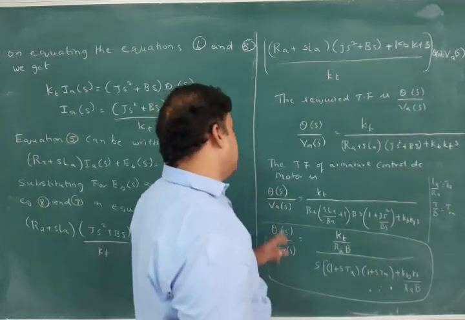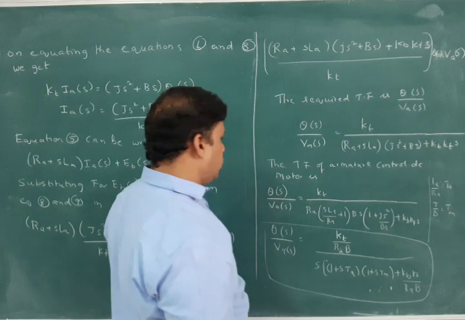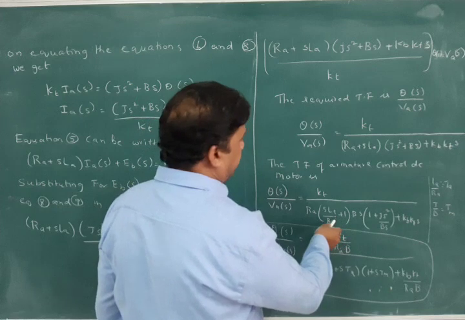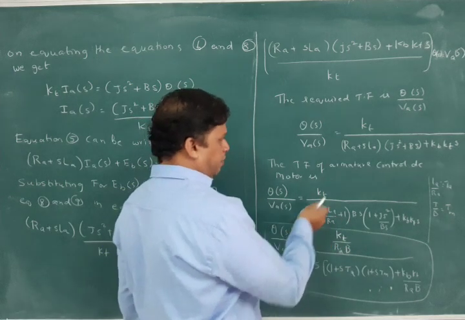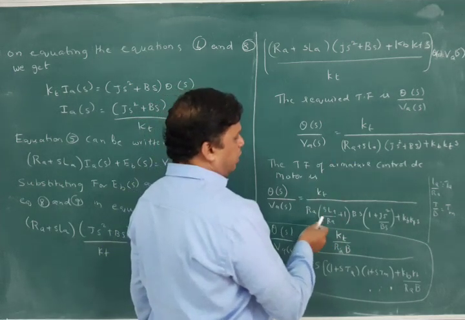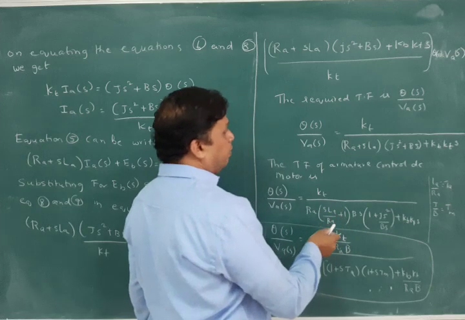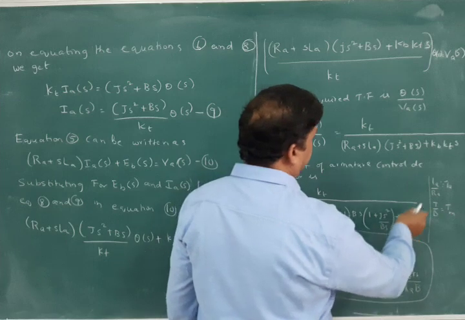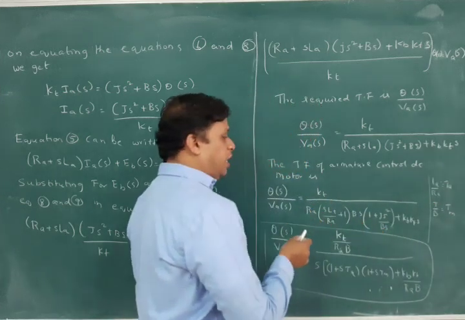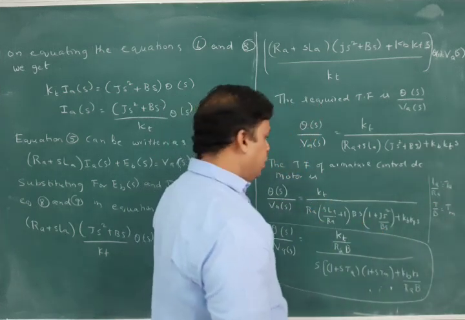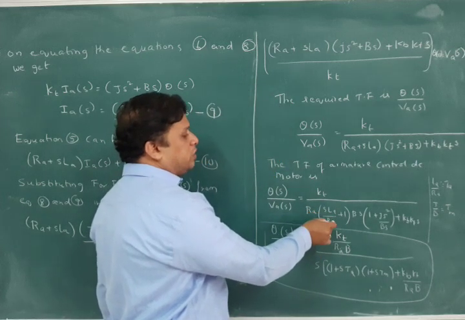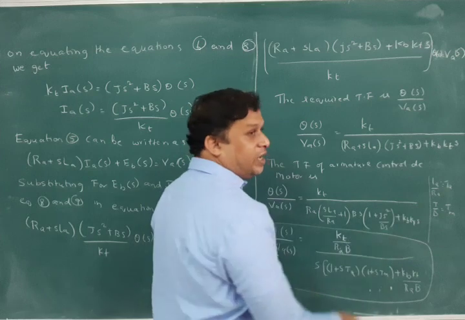Now the transfer function of the armature control of a DC motor can be written as Kt by Ra into (sLa by Ra plus 1). We are taking Ra common here, so it becomes the equation in the bracket, and removing Bs common, 1 plus Js square by Bs, and plus Kb Kt by s. Why are we removing Ra and Bs as common terms here? Because here we want the time constants. La by Ra is called the electrical time constant and J by B is called the mechanical time constant.